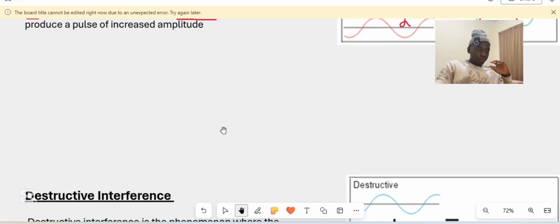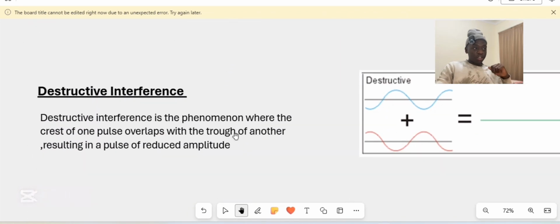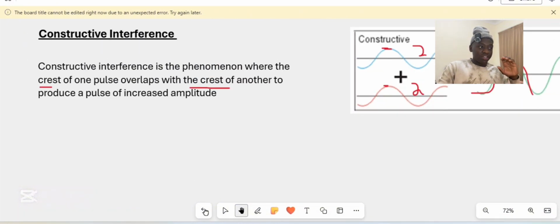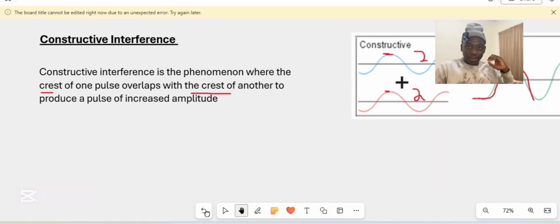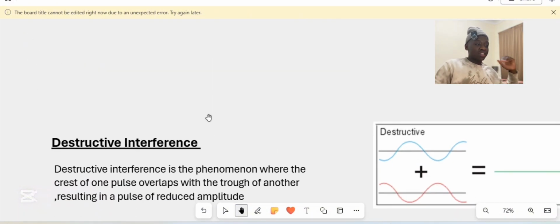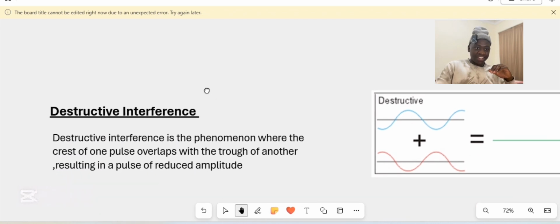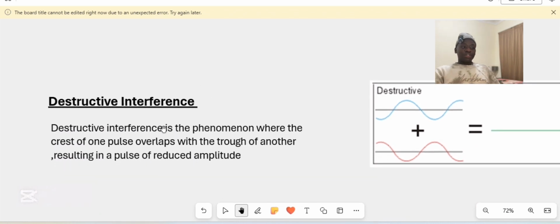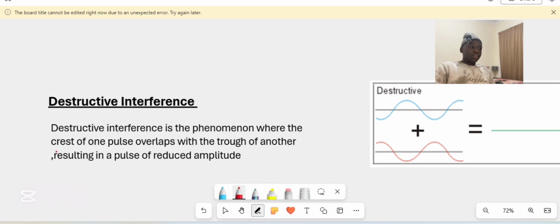So we're going towards destructive interference. As you can hear, this is constructive. If you construct, you build. Constructing is building. Then destructive is destroying. Hopefully that is clear. So destructive interference is the phenomenon where the crest of one pulse overlaps with the trough of another, resulting in a pulse of reduced amplitude. Now we're reducing because we are destructive. So we reduce since a crest and a trough meet.